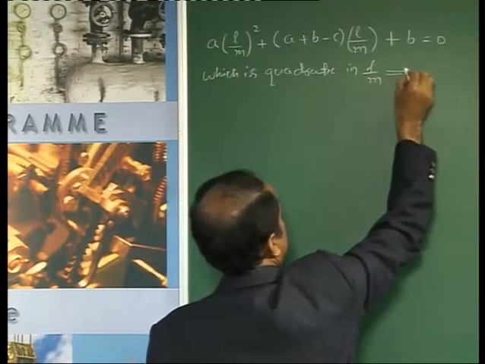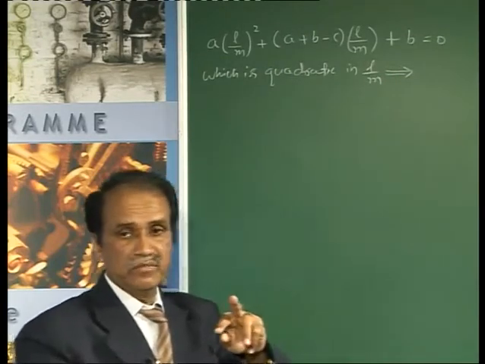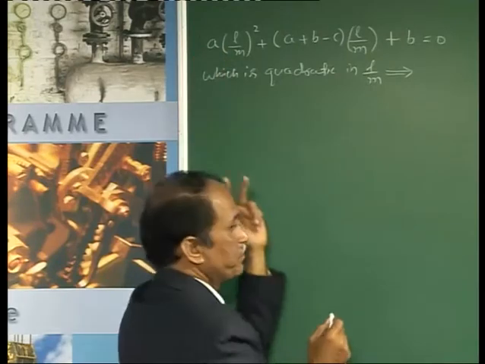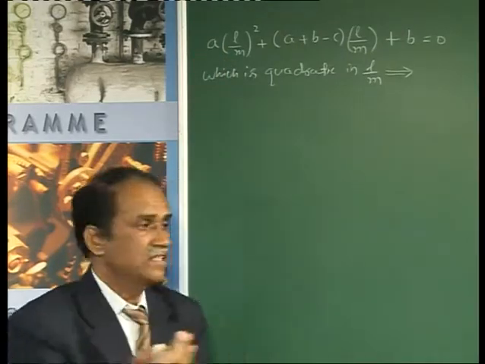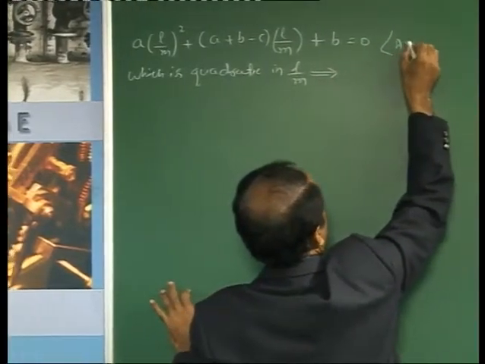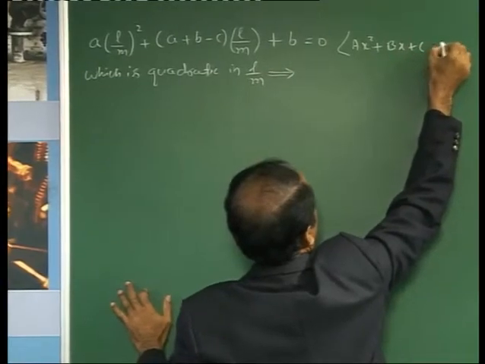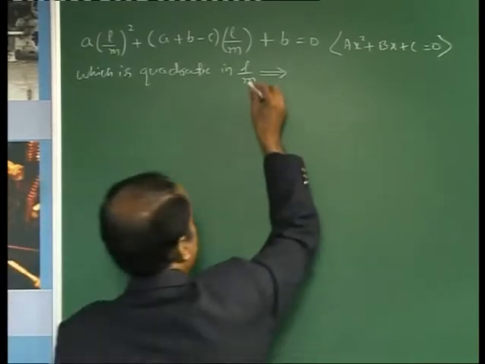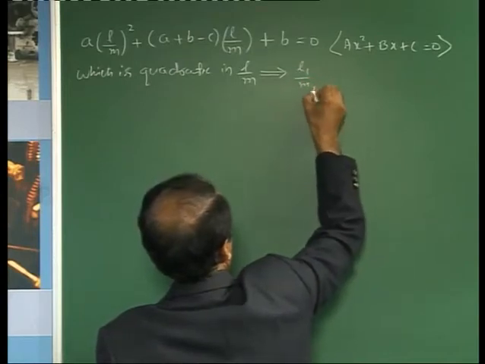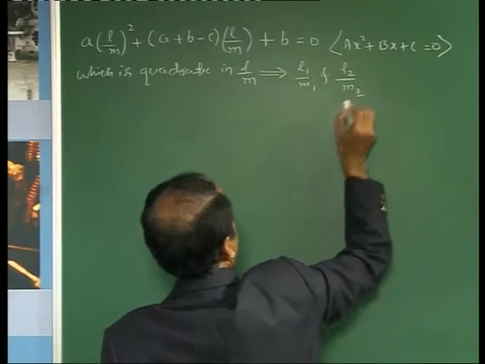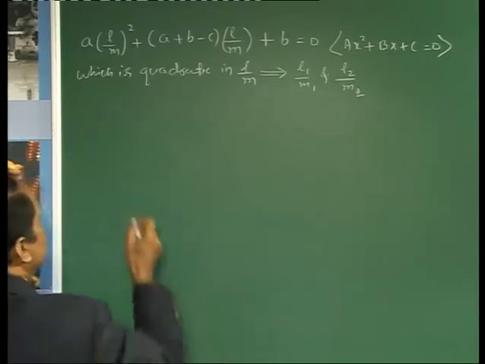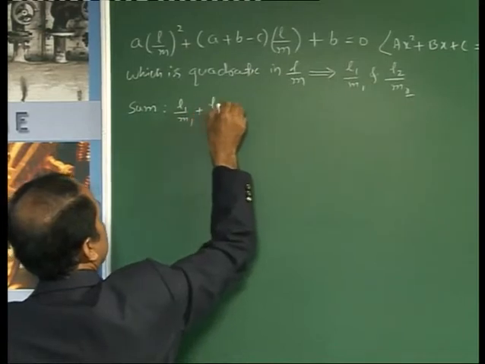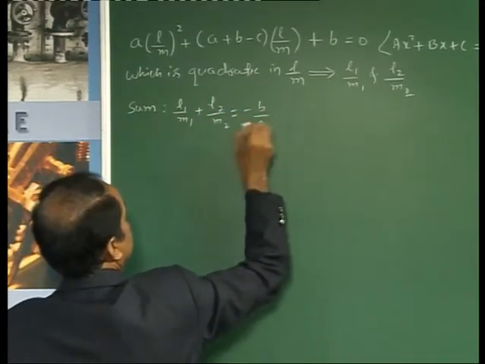This implies there must be two values, because quadratic means it is a second degree equation and it must possess two roots. You can compare it with ax square plus bx plus c equal to 0. Then, according to the property of quadratic equations, I consider L by M as L1 by M1 and L2 by M2, and the sum L1 by M1 plus L2 by M2 is equal to minus b by a.